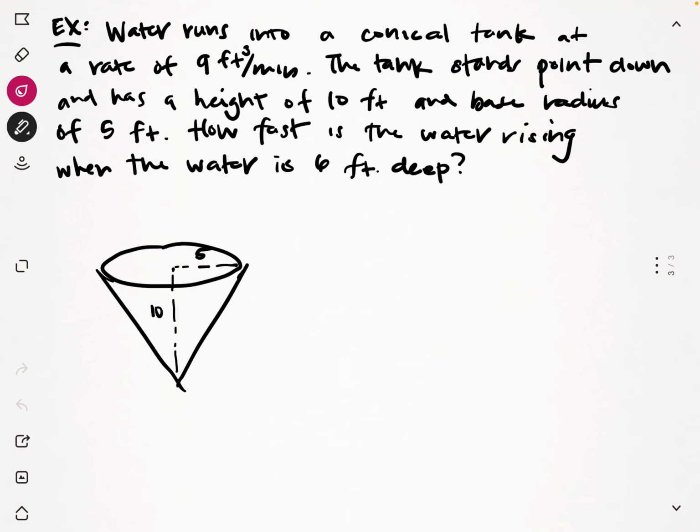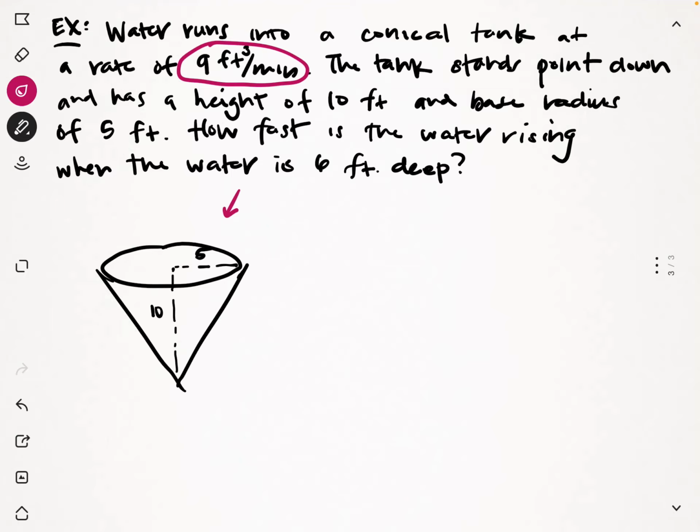Okay, on to the last problem, and this one's a little bit of a doozy, but once you understand how to set it up, it's not so bad. So we're looking at water that runs into a conical tank at a rate of 9 cubic feet per minute. That would be the rate of the volume. The water is going into there, so the volume is increasing. The second part says the tank stands point down, so if you notice our drawing, point down means that the tip is down, and it has a height of 10 feet and base radius of 5 feet. So those things are labeled.